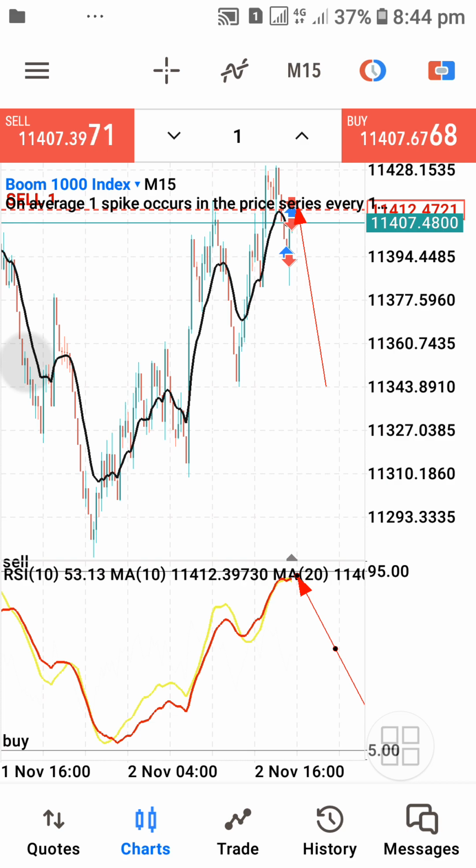We just want to get the little we can and leave the market. All right, so let me also quickly show us the indicator we are using, the settings we are using.